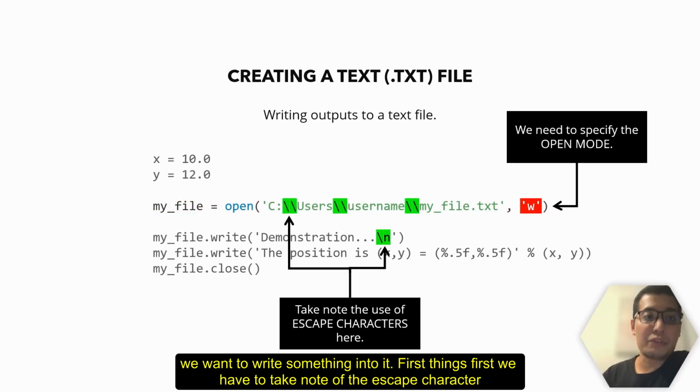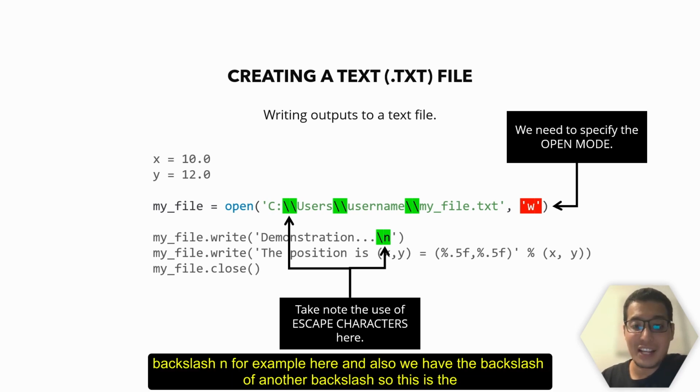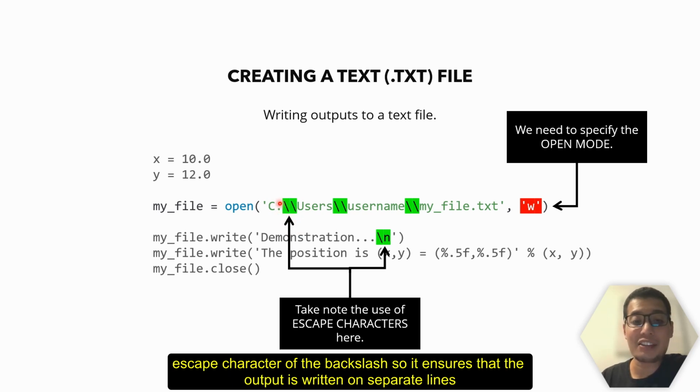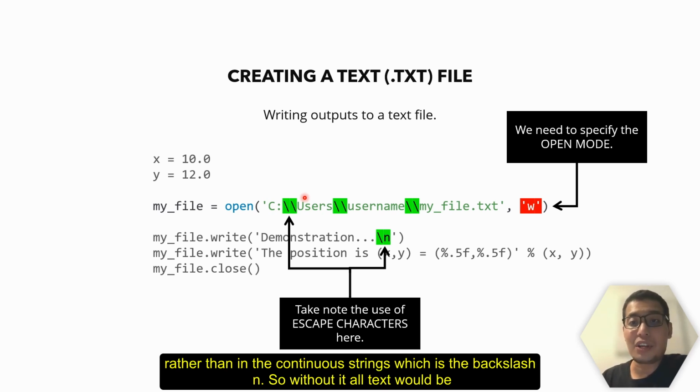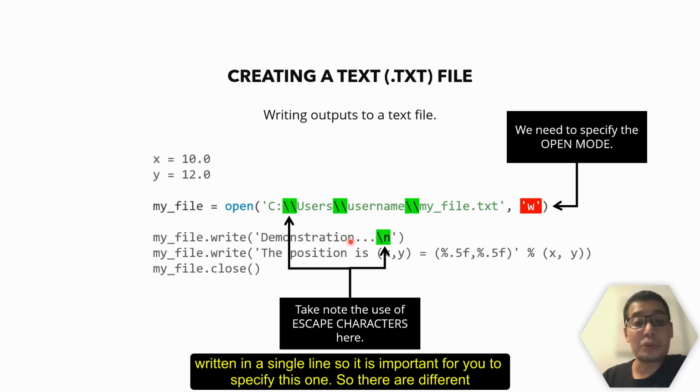First things first, we have to take note of the escape character, \n, for example, here. And also we have a backslash followed by another backslash, which is the escape character of a backslash. It ensures that the output is written on separate lines rather than in a continuous string, which is the \n. Without it, all text would be written in a single line. So it is important for you to specify this.